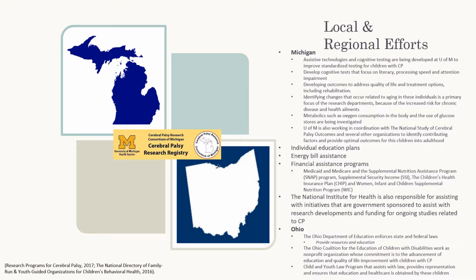The Ohio Coalition for the Education of Children with Disabilities works as a nonprofit organization, and they are committed to the advancement of education and quality of life improvement for children affected by cerebral palsy. And additionally, there are child and youth law programs that provide assistance with legal representation and ensure that education and healthcare is obtained by these individuals.